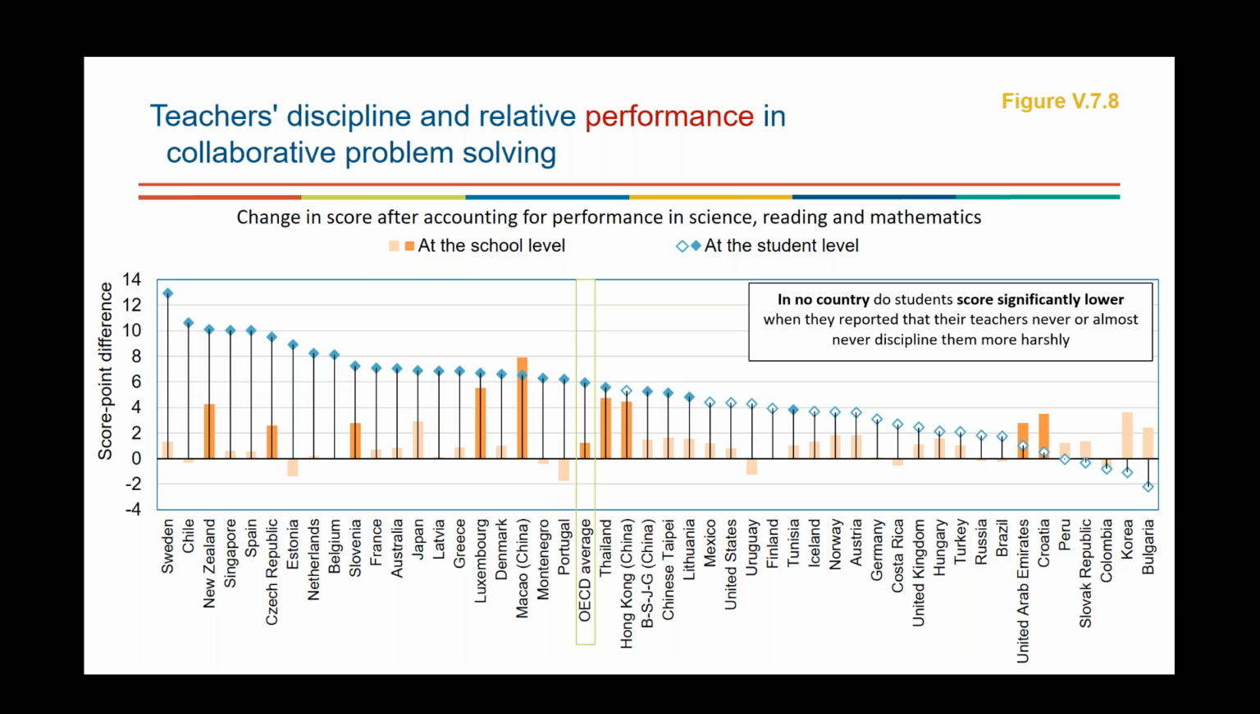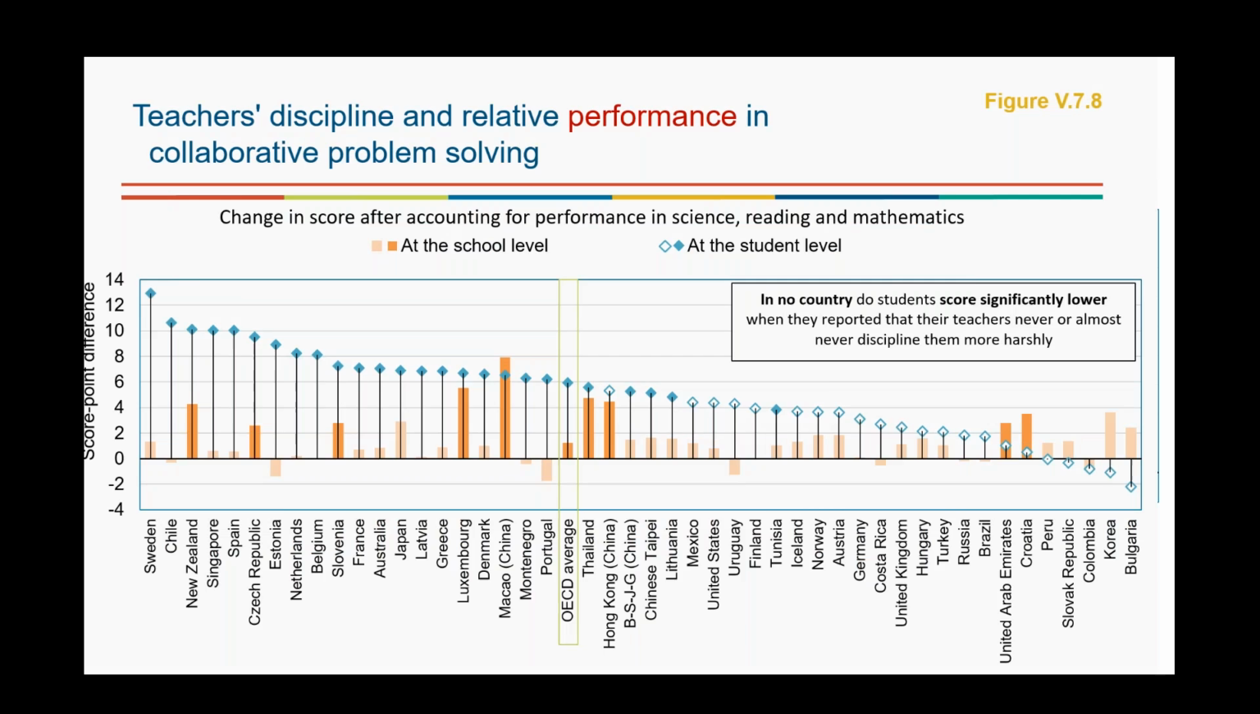So disciplinary climate seems to be a predictor of relative performance in collaborative problem solving. And again, when I talk about relative performance, that's performance after you take into account student achievement in math, science, and reading, sort of the unique component.